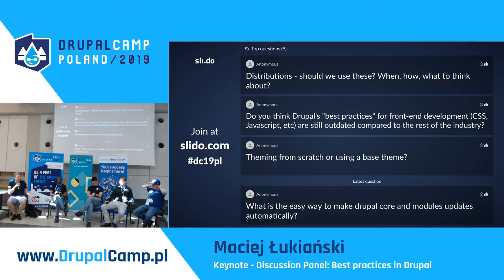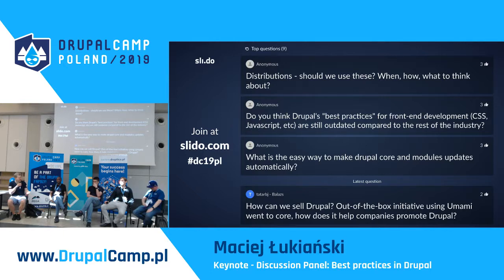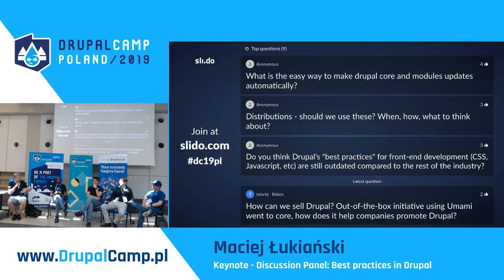But then again, if you look at the history of distributions, it's not as bright as it was. We have Open Atrium in 7 that wasn't really migrated over to 8, and all sorts of other distributions that just stopped at some point. But then again, distributions do help a lot. Commerce Kickstart in Drupal 7 probably helped kickstart the acceptance of Drupal Commerce in the Drupal world, because it really fast-tracked a lot of shops. So, what do you think? Should we use them? Should we build from scratch? When? How to approach that?